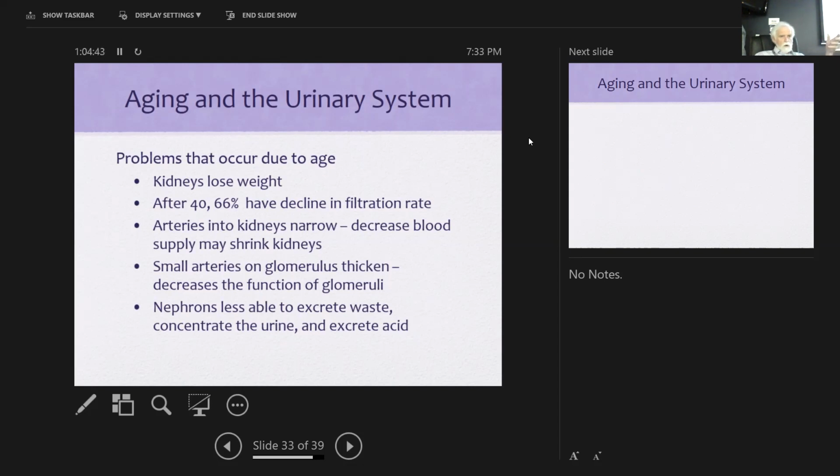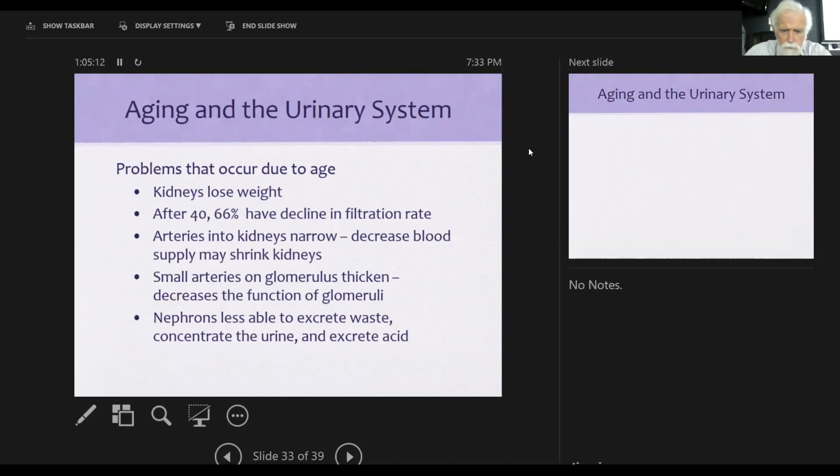So things like we start seeing elevations in creatinine and BUN. We can have issues with the arteries that are moving into the kidney, and the stiffening, which can be caused by thickening of the arteries moving into the glomerulus, which we talked about a little while ago too.